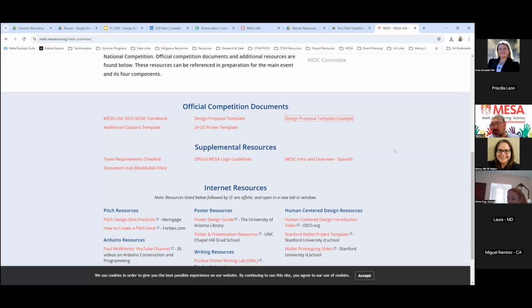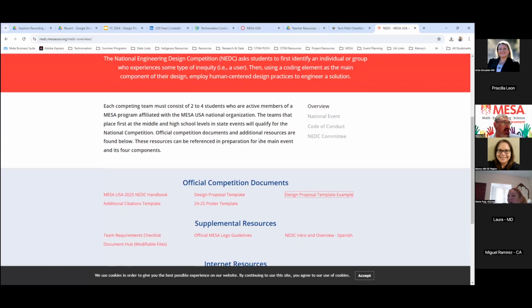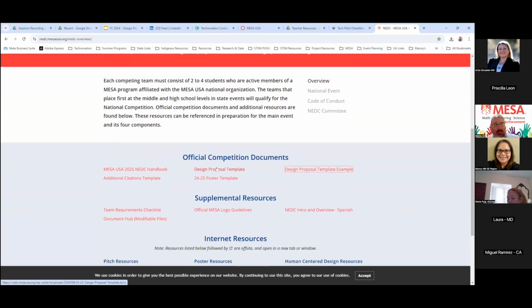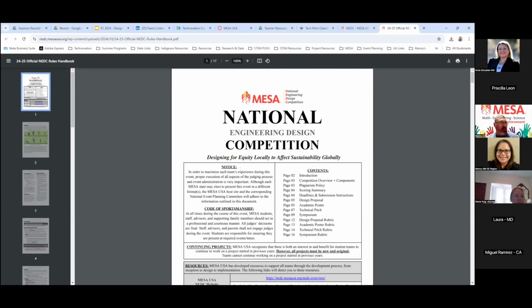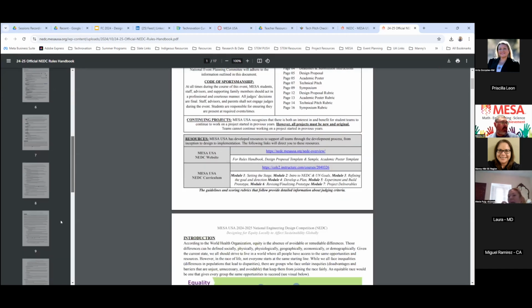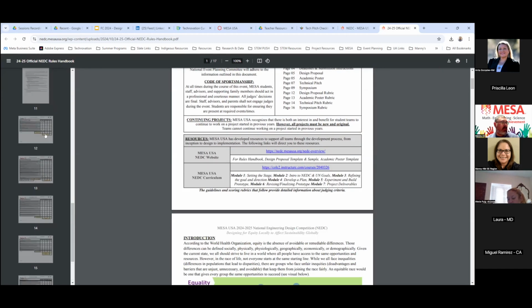The rubric on the website may be a little bit different. But if you go to the NEDC website itself, not the curriculum website, that's where you can find the template and the sample. And of course, within the handbook is the rubric. I didn't go over the rubric in this session, just so I could focus on the meat of it, but if we wanted to take a look at the rubric, we can definitely do that.